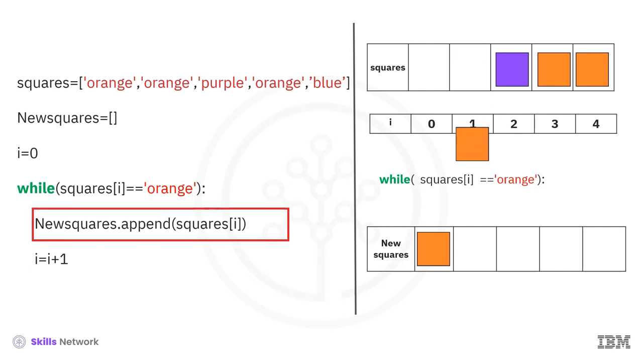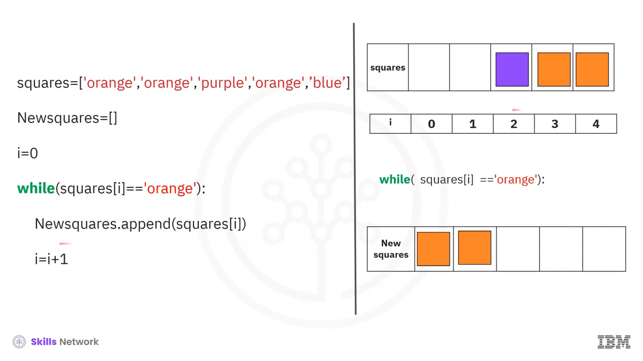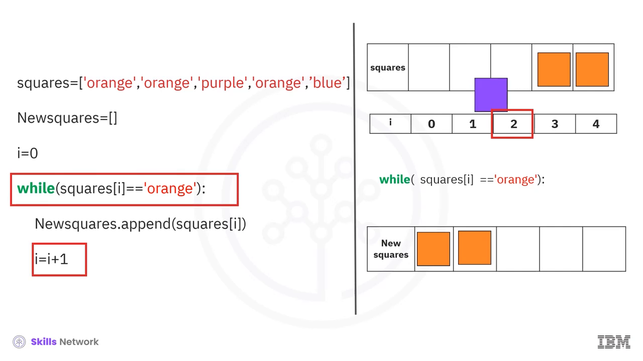We append the value of the second element of the list squares to the list new squares. We increment the value of i. Now the value in the list squares is purple. Therefore, the condition for the while statement is false, and we exit the loop. Check out the labs for more examples of loops, many with real data.